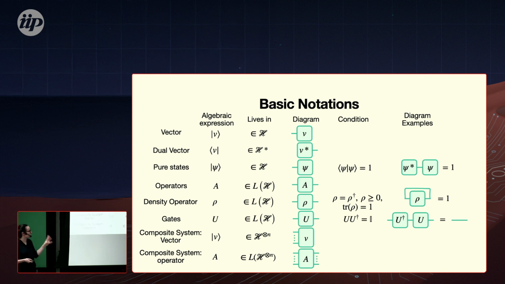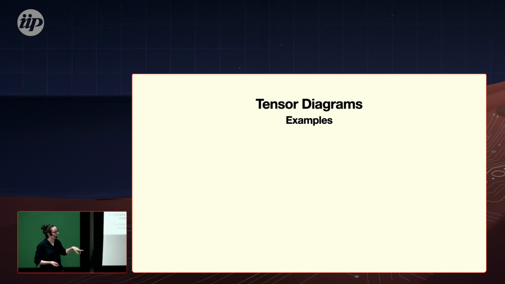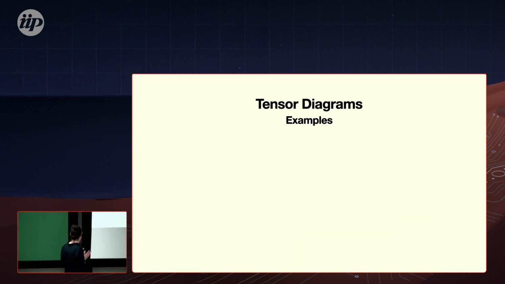And because we also talk about multiple qubit states, just to show you, our multiple qubit vectors live in the n-fold tensor product of our Hilbert space, and that means that we have n legs to connect to, and in the operator case it's the same, we have n legs on the left and n legs on the right. Okay, now I would like to show you some examples, and I would like to do that on the blackboard. Let's see how that works.